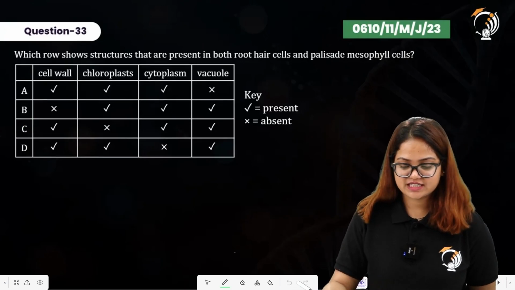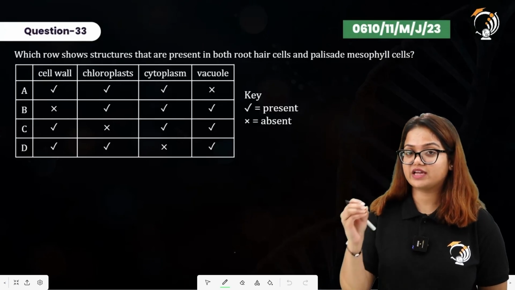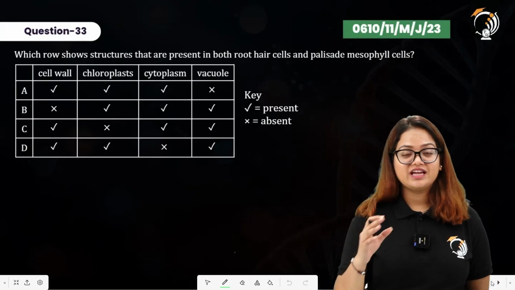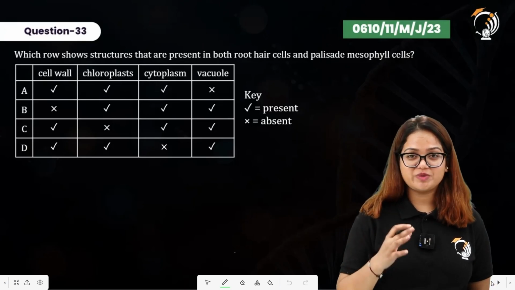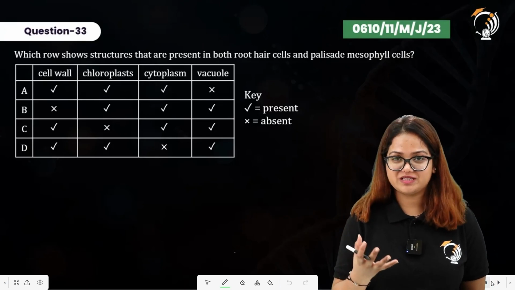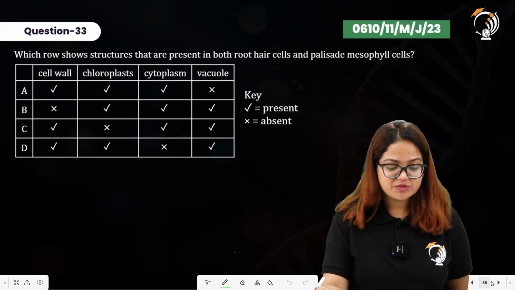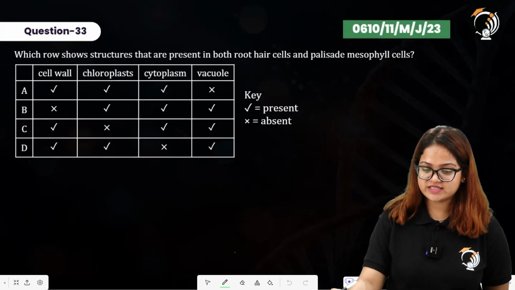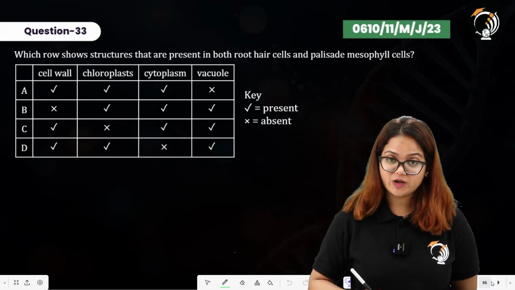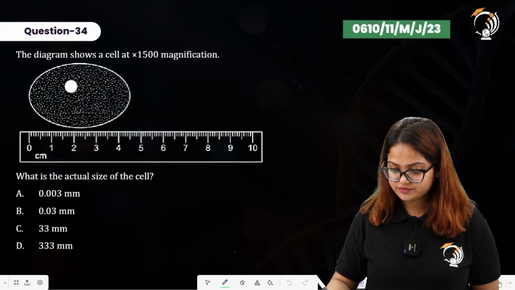Question number 33 says, so all of these questions are taken from past year papers. Let me remind you again. Basically we are solving the past papers and seeing how the questions have come in the past papers, and you are going to get a quick idea of the important topics that are very crucial from an examination point of view. Question number 33 says, which row shows the structures that are present in both root hair cell, and we have just solved this question as well. So it came in, all right.